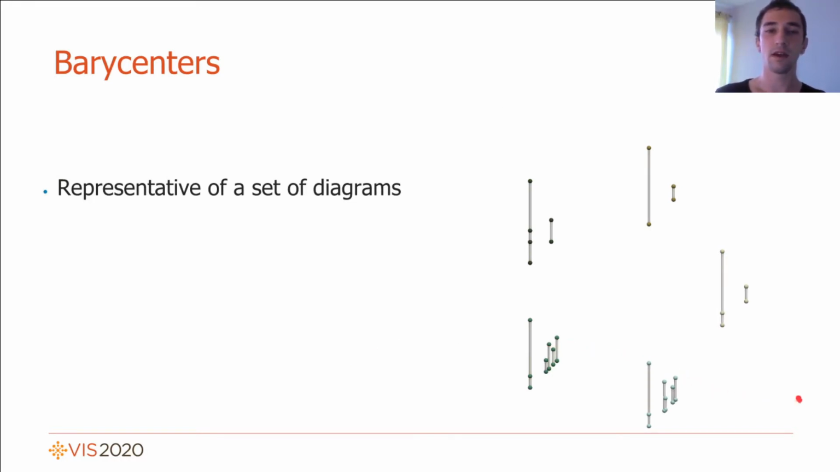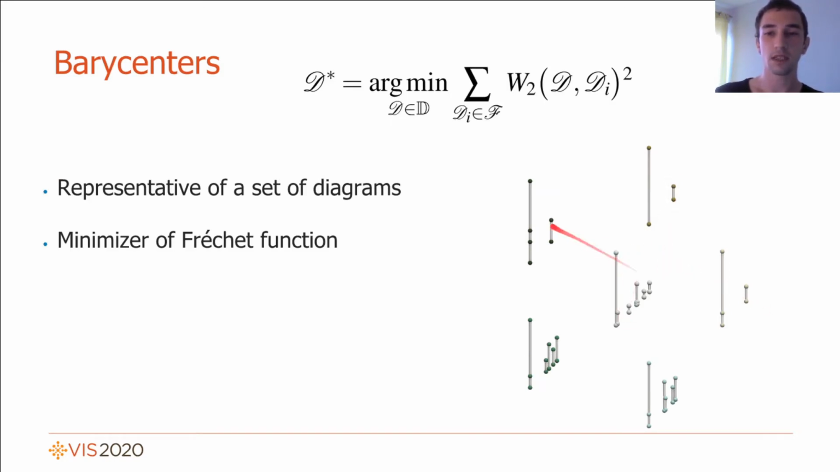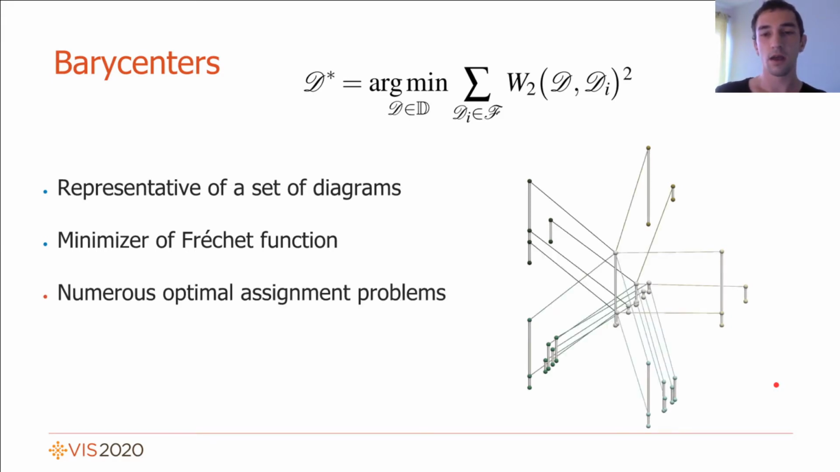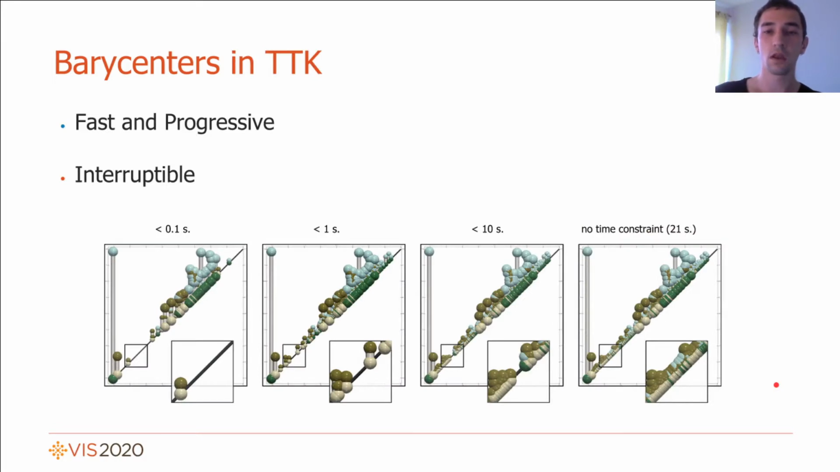When you have a distance, you can define a barycenter of a set of input diagrams as the diagram that will minimize the sum of its Wasserstein distances to the input diagrams of the set. The motivation to compute such a barycenter is to get a diagram that would be a good representative of a set of input diagrams and that will encode the topology of an ensemble of scalar fields instead of one scalar field. It can get very expensive to compute because you have to solve a lot of optimal assignment problems during computation. However, in TTK we have a fast way to approximate those barycenters.